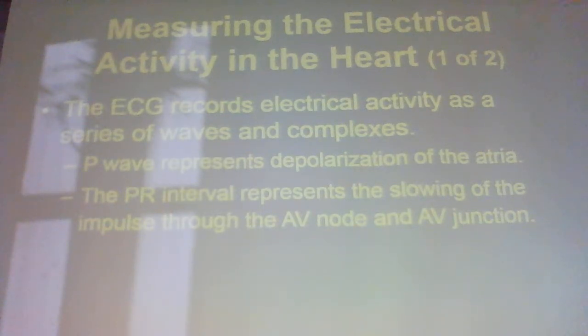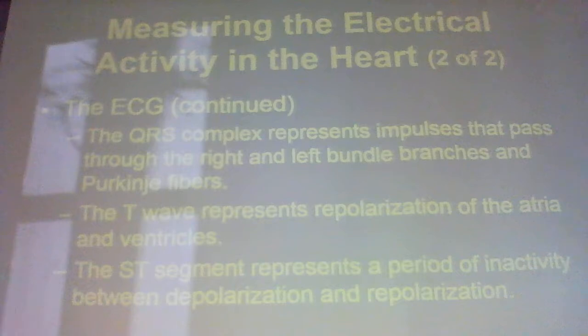It breaks it down a little further, right? So it talks about the impulse arriving at the AV node, passing through the bundle of His, and then causing the ventricular depolarization. What's the QRS complex represent? Ventricular depolarization. And what's happening at the same time the ventricles are depolarizing?